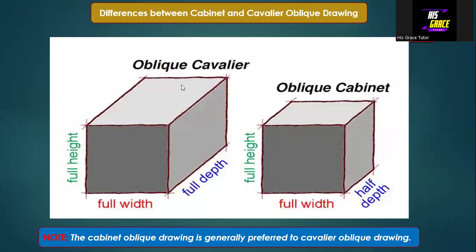The next slide is showing us the differences between cabinet and Cavalier oblique drawings. As I've said before, let's take them one by one. This is for oblique cabinet drawing. This is a vertical line, it will be drawn full height, and this is a horizontal line to be drawn full width. Then the receding line is drawn half depth, or half length, as you see here, compared to Cavalier oblique drawing, in which we have this to be full height, full width, and the receding line is drawn full depth or full length.